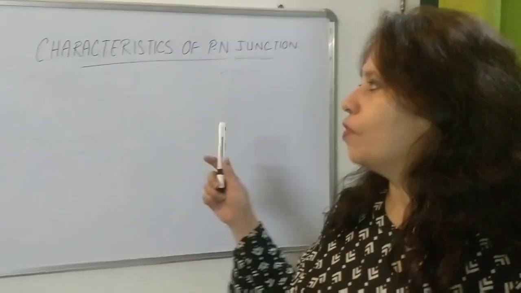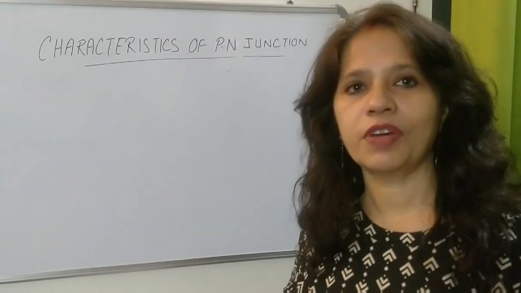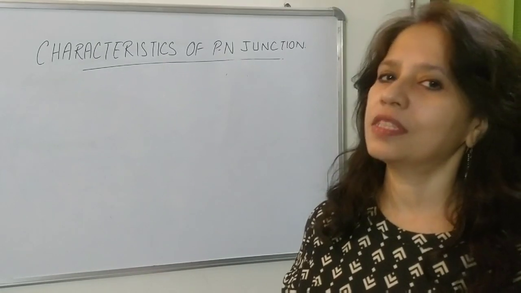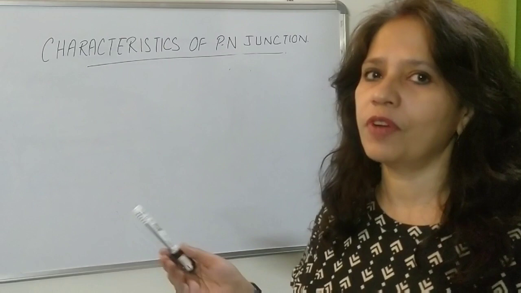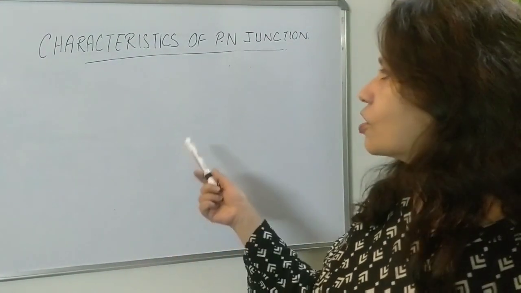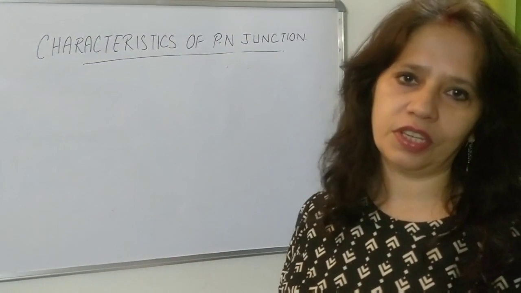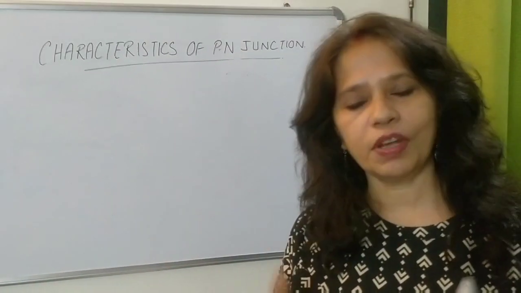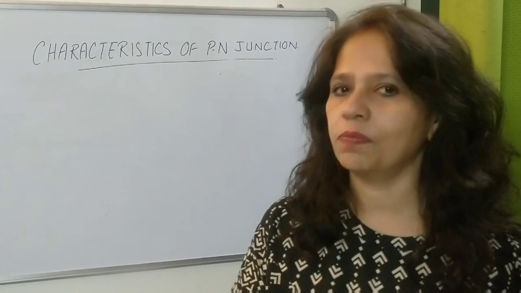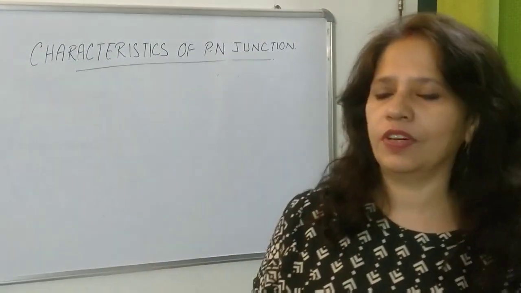Now here we will be studying about the variation of current with respect to the supplied voltage. And when we draw a graph of I versus V, it is called the characteristic of PN junction. So today's topic is characteristic of PN junction. One by one we will be dealing with forward biasing as well as reverse biasing.